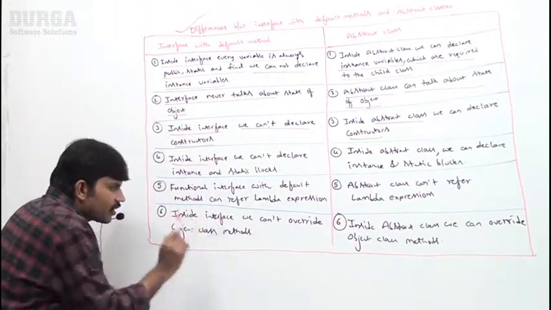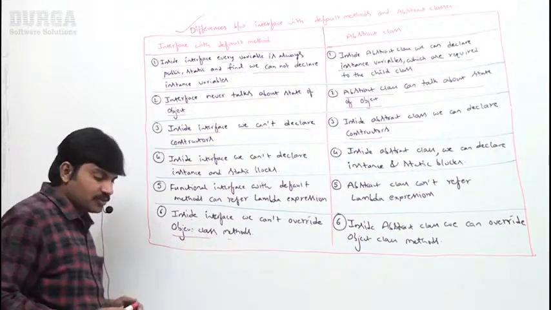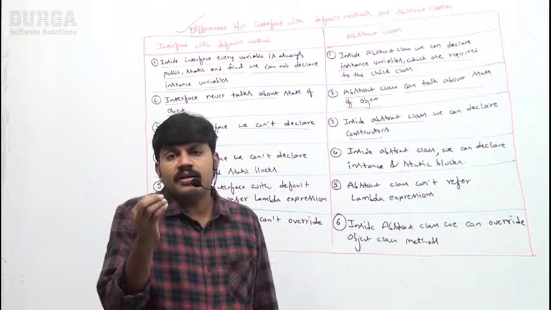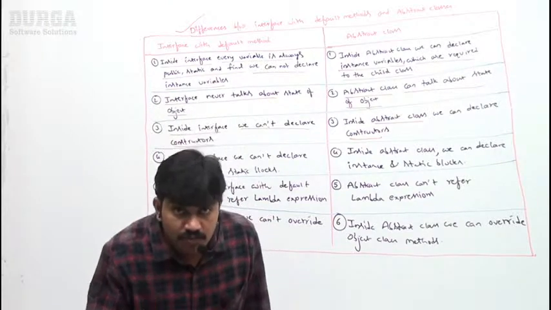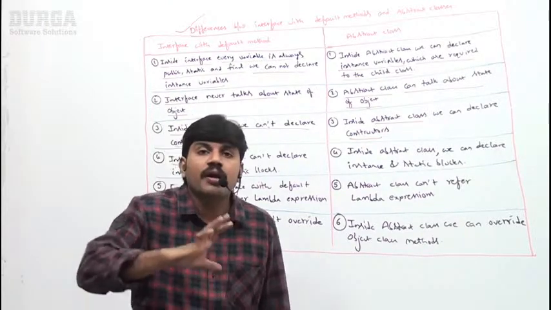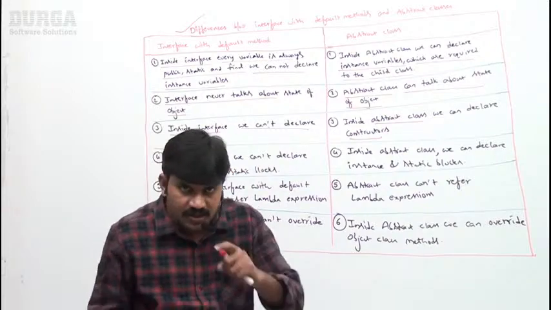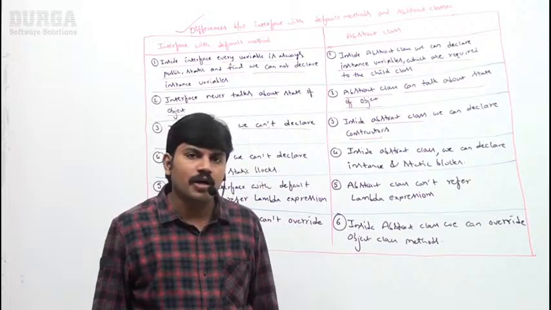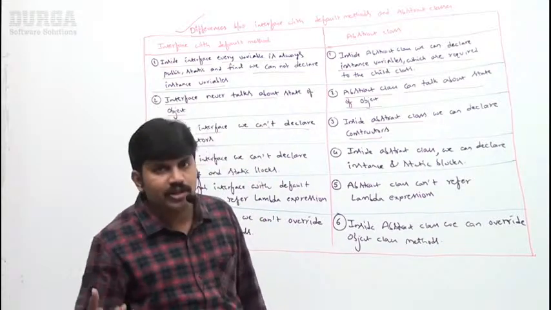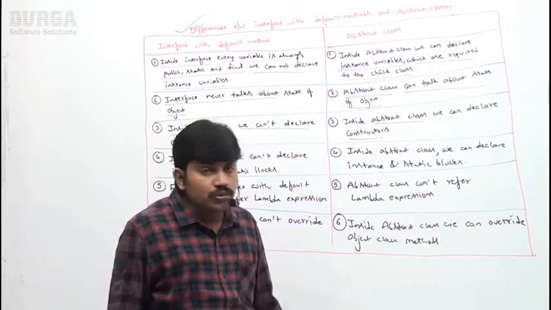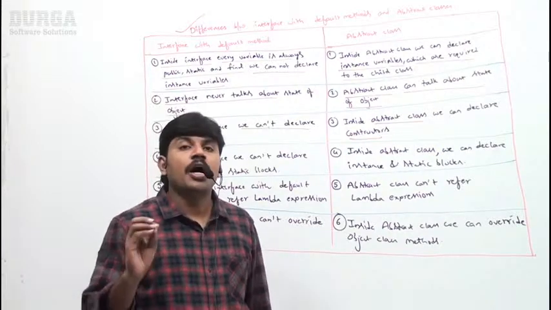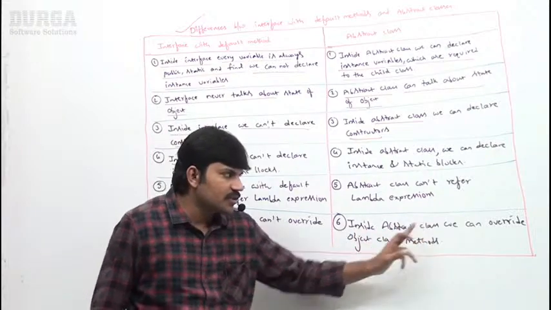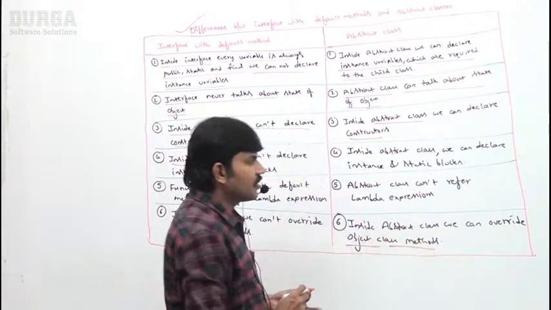Next, inside an interface we can't override object class methods. Have you remembered? If I take an object class method as a default method in the interface, immediately we get a compilation error. We can't override object class methods inside an interface as default methods. But in an abstract class, any method of the object class we can happily override. You can override the hashCode method, the equals method, the toString method, no problem at all. Have you observed? Inside an abstract class we can override object class methods.